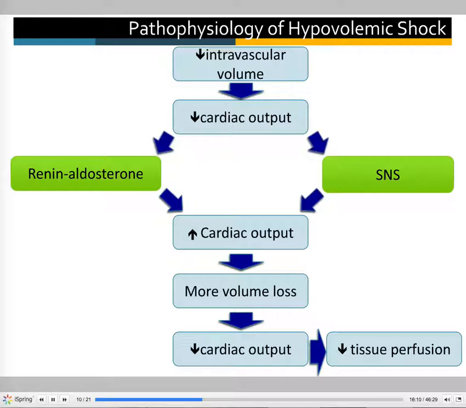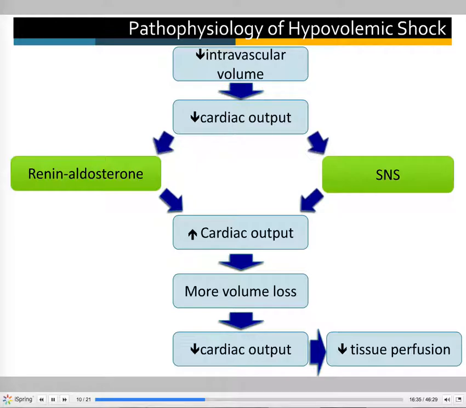Now that aldosterone is released, think sodium. Okay? Aldosterone causes the kidney to hold on to sodium. Wherever sodium goes, water follows. So now that water moves into the bloodstream, okay, from the tubules into the bloodstream, we increased our blood volume. Now we have an increase in cardiac output.